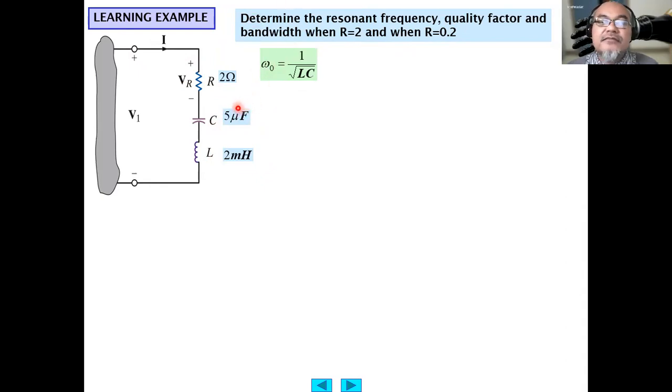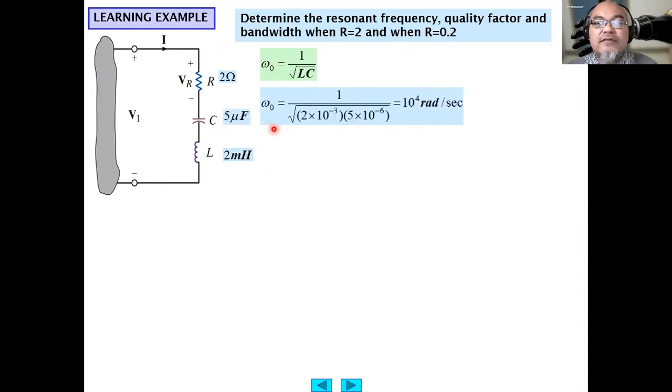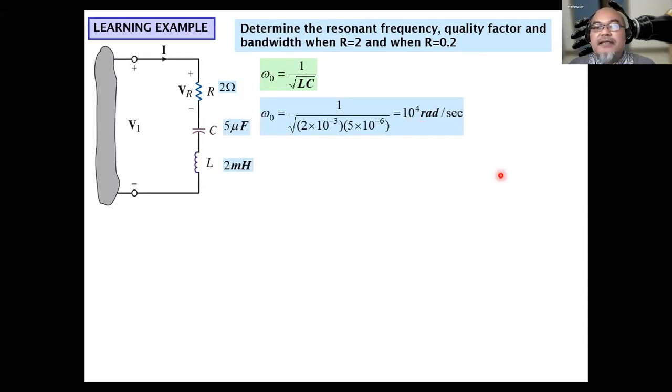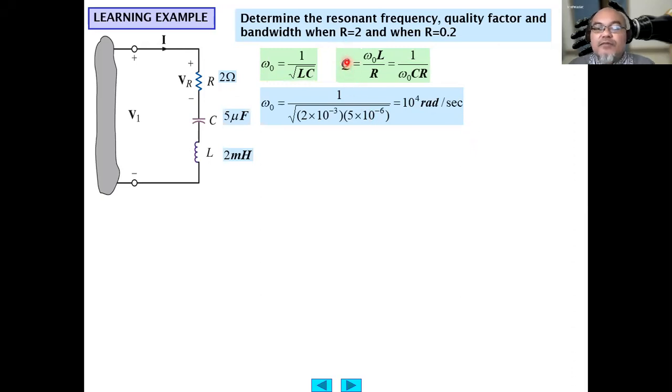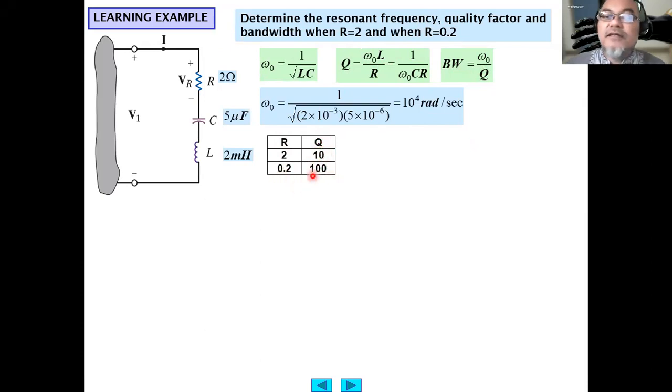So omega 0, from the formula, equals 1 over square root of LC. We insert the LC, 2 millihenry times 5 microfarad, and obtain 10 to the power of 4 radian per second. Then from the formula, the quality factor equals omega 0 L divided by R, or 1 over omega 0 C divided by R. So when R is 2 ohm, the quality factor is 10. When the resistor is 0.2, the quality factor is 100, as we have learned from the previous slide.